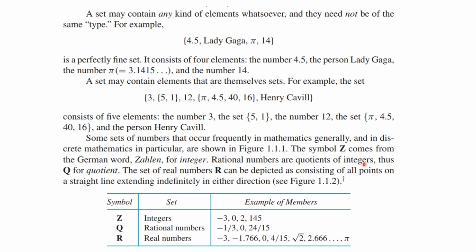Some sets of numbers occur frequently in mathematics, and in discrete mathematics in particular, and are shown here. Z is called the integers, but that comes from the German word Zahlen. Rational numbers are quotients of integers, so they stand for quotients, and others are real numbers. You can see down here that the integers, all of these things could be divided by 1, and so the integers are rational numbers. The rational numbers also are real numbers, but there are some real numbers that aren't rational numbers. The square root of 2 is an example. We'll talk about that later.